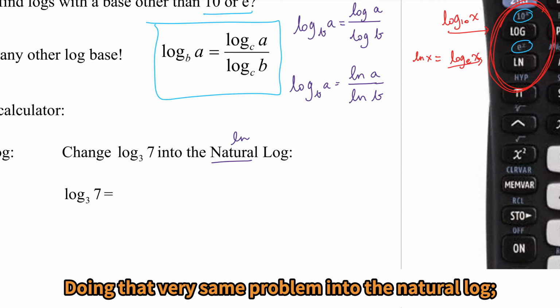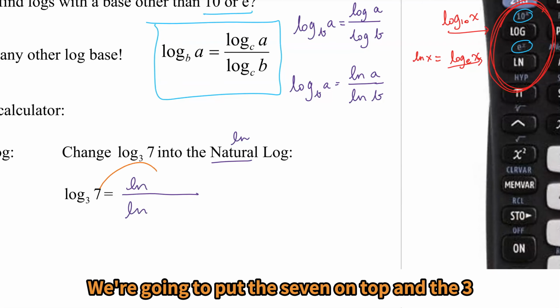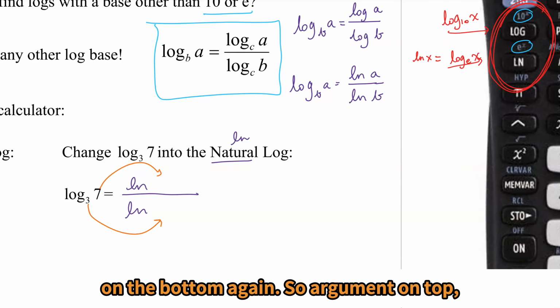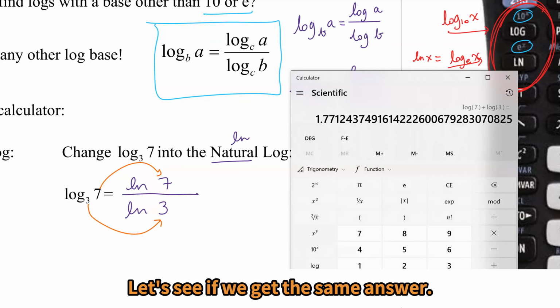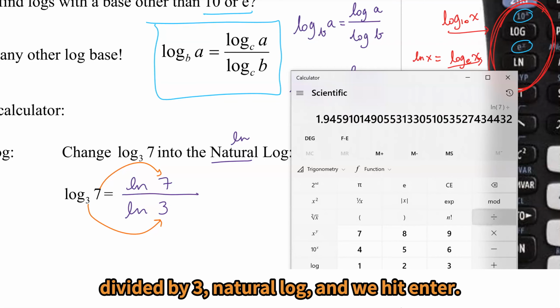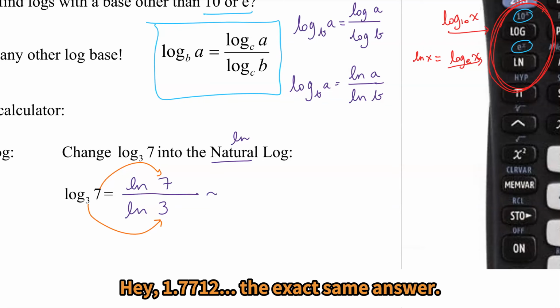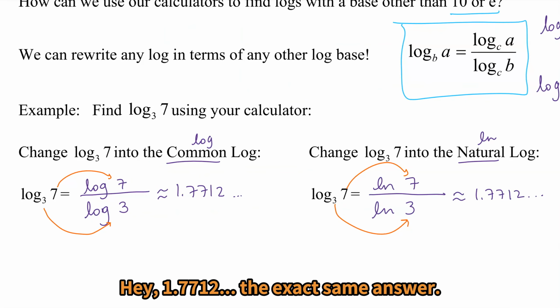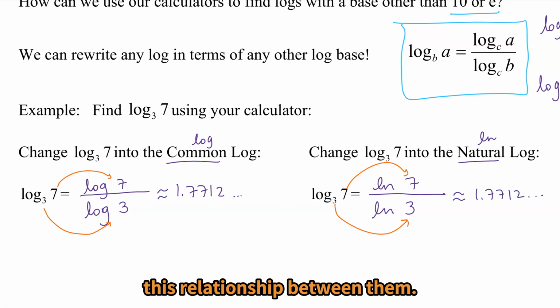Doing that very same problem with the natural log, we'll do natural log over natural log. We're going to put the 7 up top and the 3 on the bottom again, so argument on top, base on the bottom. I'll pull up my calculator. Let's see if we get the same answer. We should get the same answer. So we'll clear it out first, 7 natural log divided by 3 natural log, and we hit enter. Hey, 1.7712, the exact same answer. This will work every single time. It's one of the beauties of logs that we have this relationship between them.